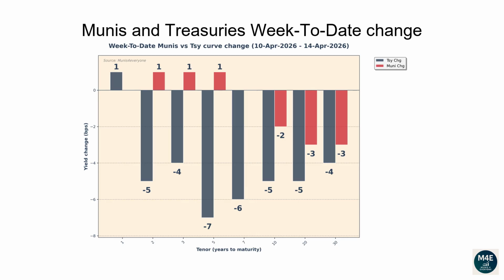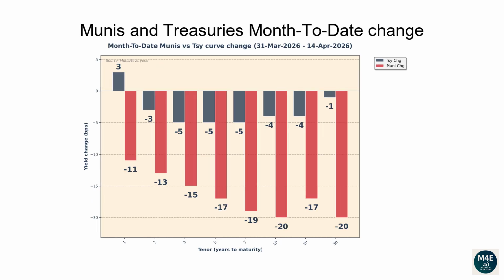This graph is similar to the previous one, but instead of showing how interest rates have moved versus the prior day, they show how much they have changed since the end of the previous week. The current bar plot shows how Munis and Treasuries have changed since last Friday. This graph shows how much interest rates have changed since the end of the previous month. The current bar plot shows how Munis and Treasuries have changed since the end of March.